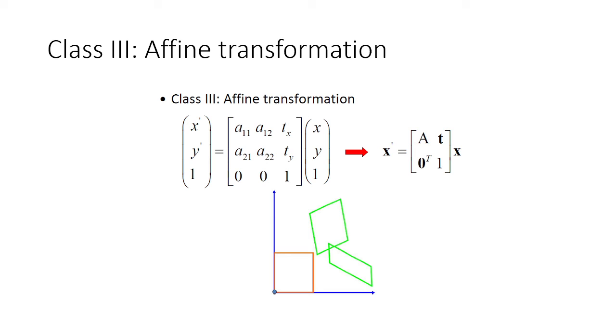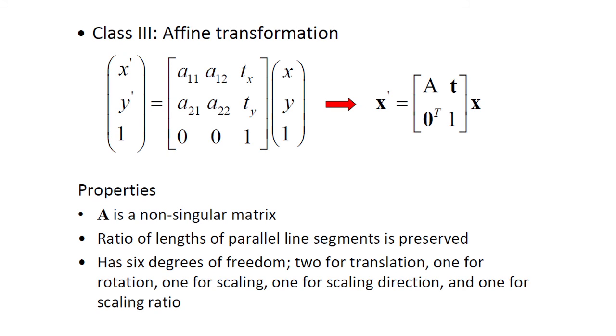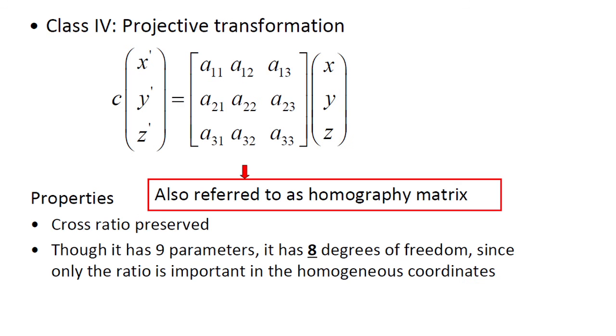So, by applying this matrix, we get this x dash, y dash and 1. So, this represents the affine transformation. It has certain properties where capital A is the non-singular matrix. The ratio of the lengths of parallel line segments should be preserved. It has 6 degrees of freedom: 2 for translation, 1 for rotation, 1 for scaling, 1 for scaling direction and 1 for scaling ratio.